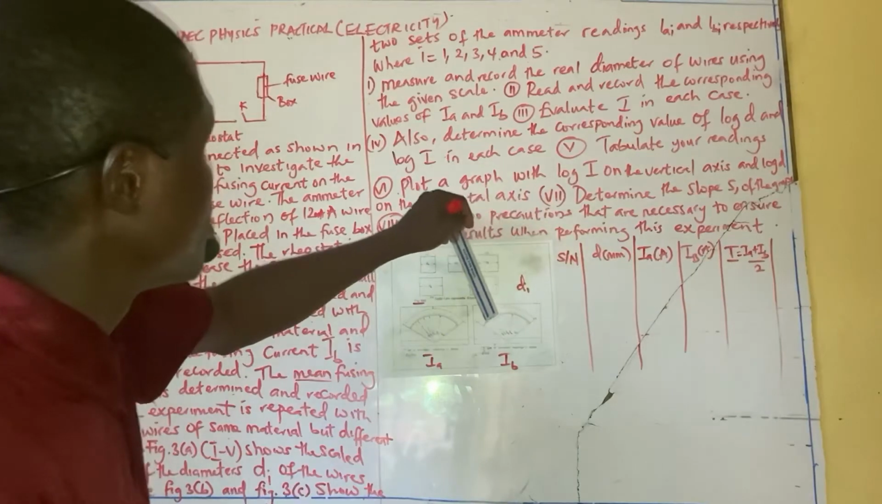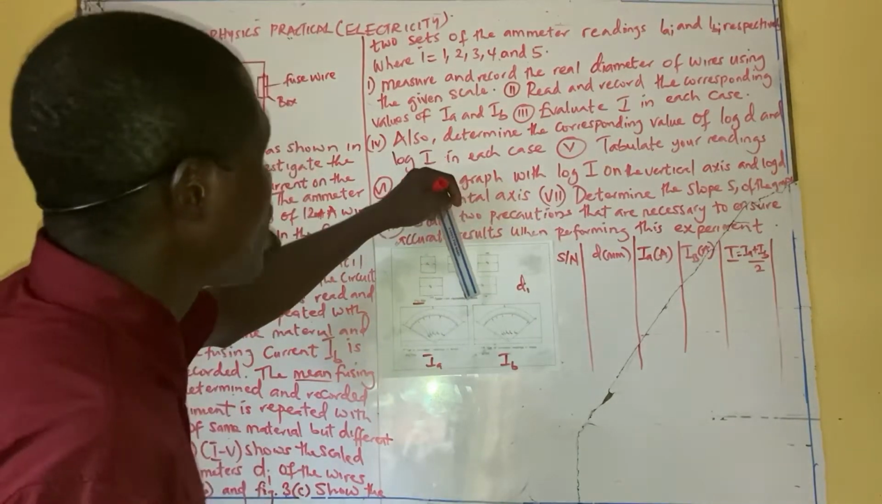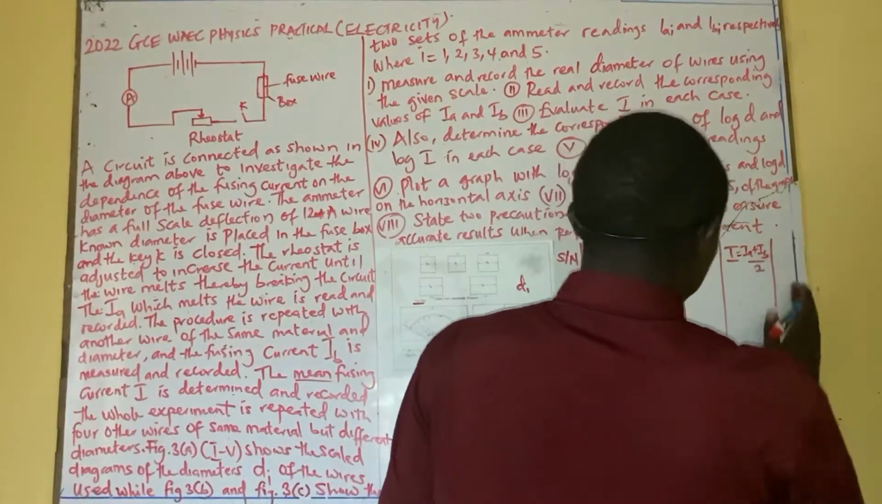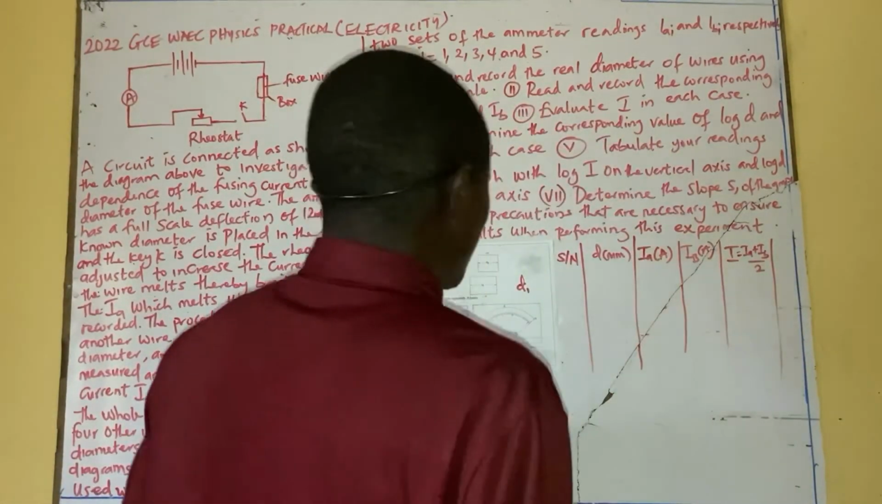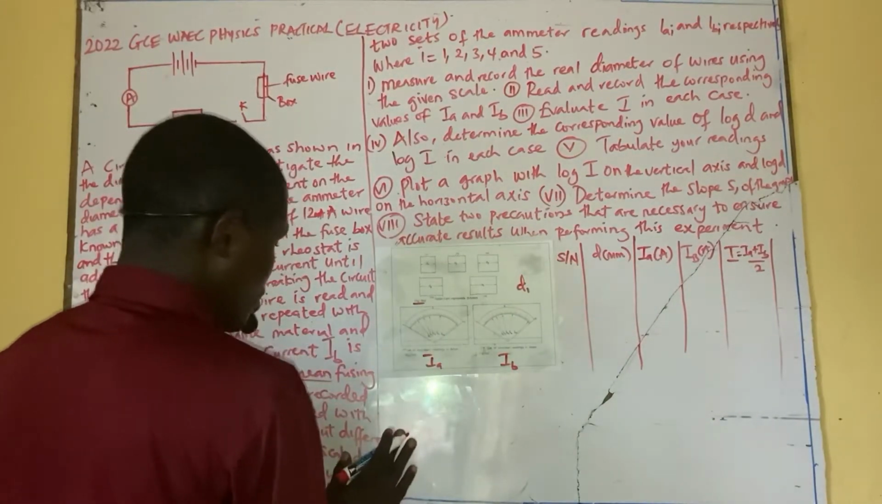Calculate what? We have to determine the log D and the log I. Because of the space here, let me bring it down here.